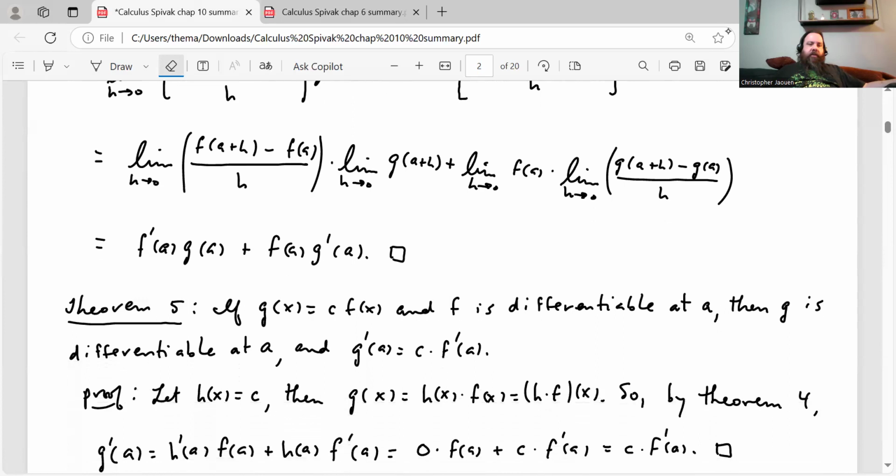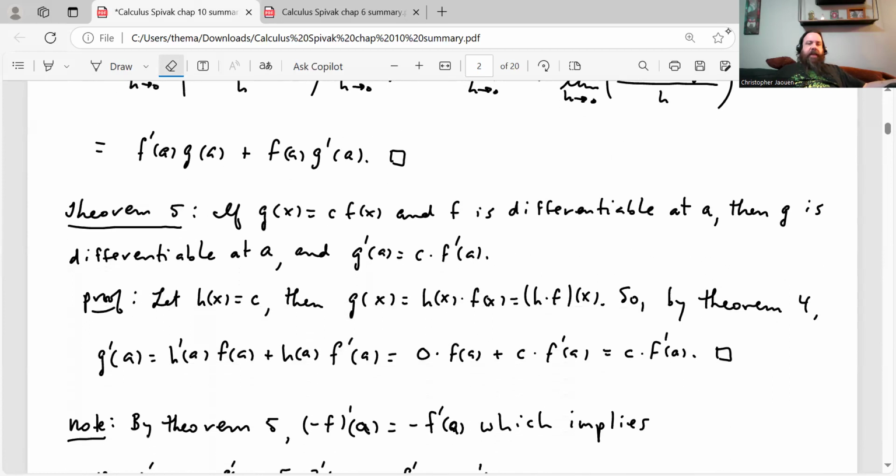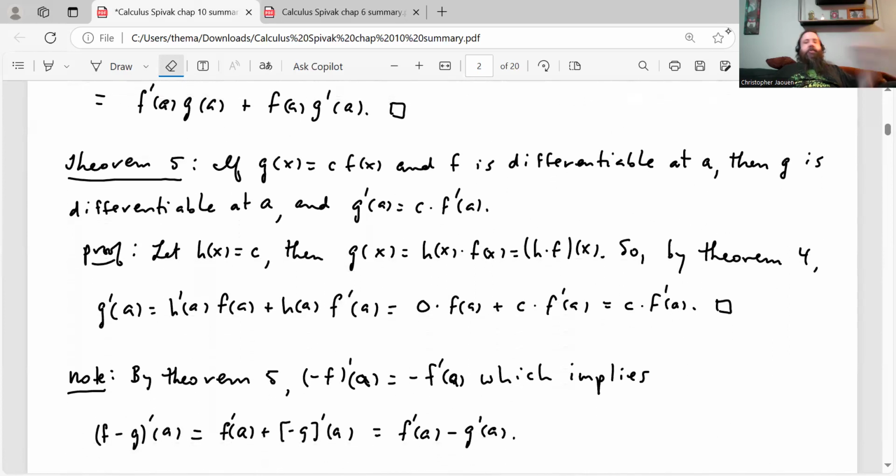All right. Theorem number 5 is a special case of theorem number 4, where g of x is a constant times the function f of x, and f is differentiable at a. Then g is differentiable at a, and g prime of a is just the constant times the derivative of f at a. You just apply the product rule that we talked about up above, and you get the formula. So I won't really go into detail there.